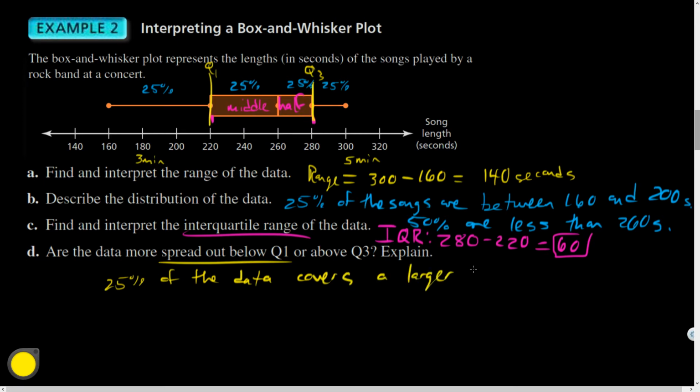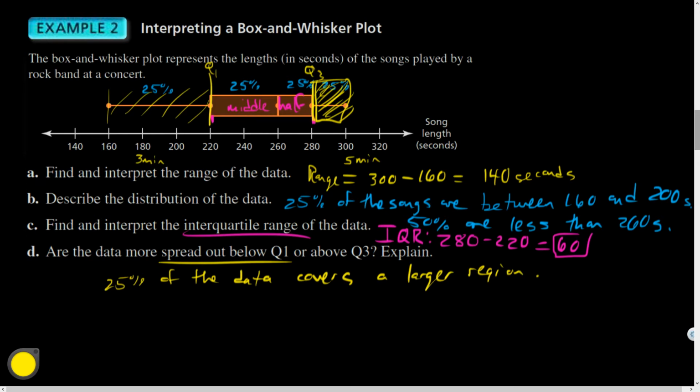A larger region, something like that, right? Whereas this region is a very short section, that whisker, but it still has 25% of the data in there. So it's super densely packed here, and then here it's still 25%, but it's spread out. So that's the way you analyze these.